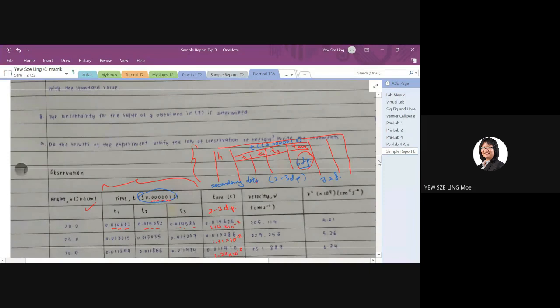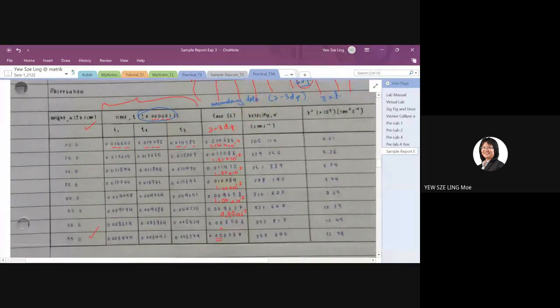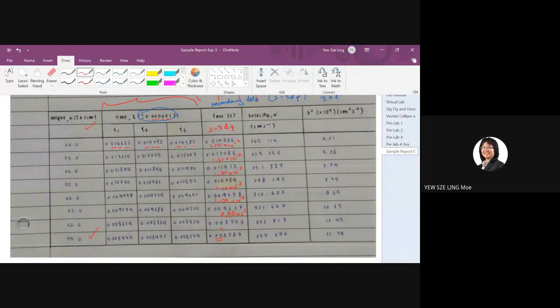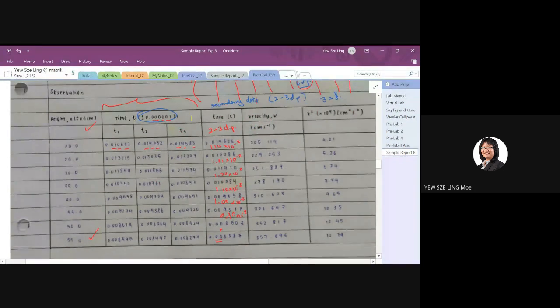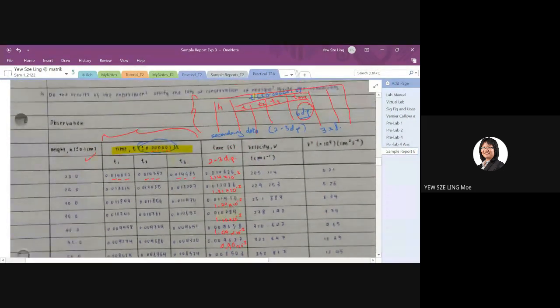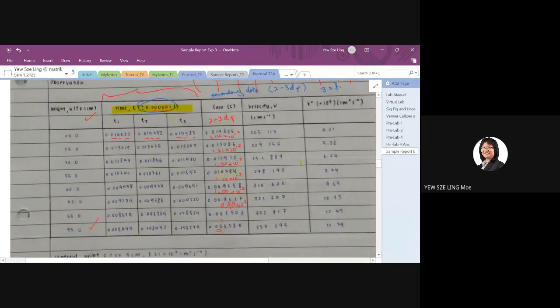Alright, boleh faham? So kalau kamu letak di bawah T ini, okay, kalau kamu letak di bawah T sini, then your T average can have up to 6 decimal places. It must follow, actually. T average must follow the numbers of decimal places in your uncertainty. But if you split it as a new column, then it will be taken as a secondary data. So secondary data is a calculated data.